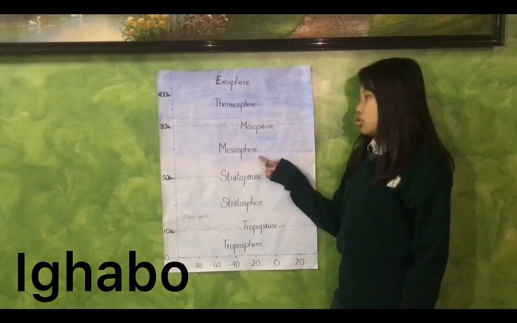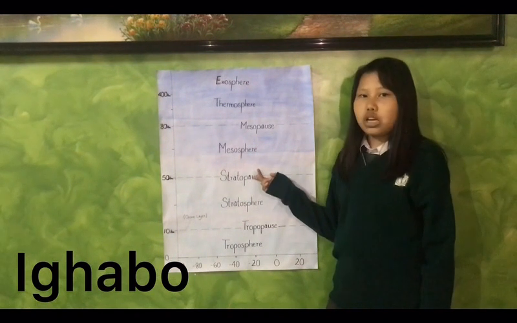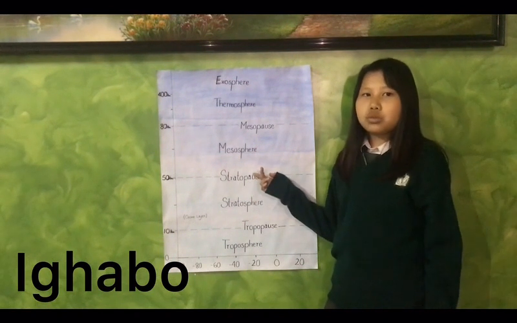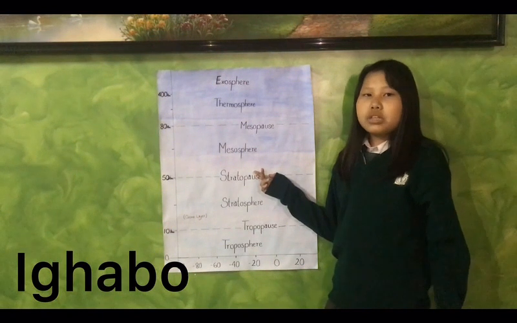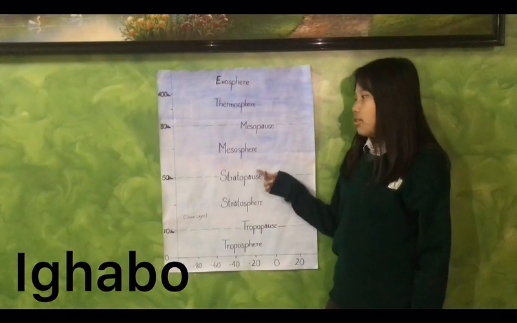Now the stratopause. The stratopause is a level of the atmosphere where the boundary between two layers is formed: the stratosphere and the mesosphere.